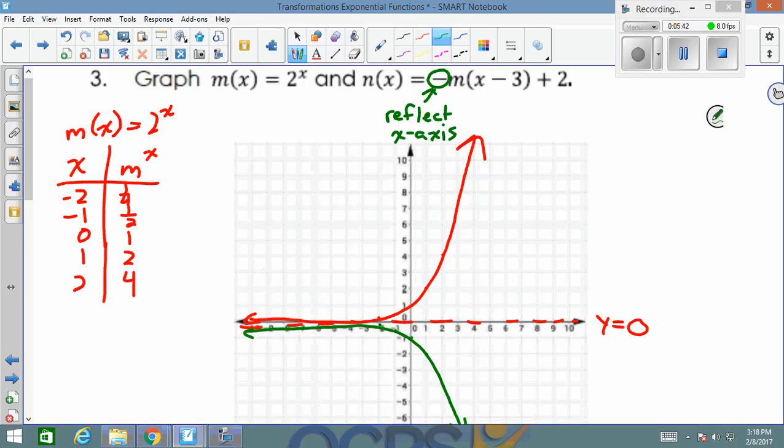So that's after the first transformation. This minus 3 means that it's going to go, remember, opposite, so it's going to go right 3. So every one of these points is going to shift right 3. So now that's the second transformation. Then we also have this plus 2, which means everything is going to go up 2 units. So I'm going to shift everything up.